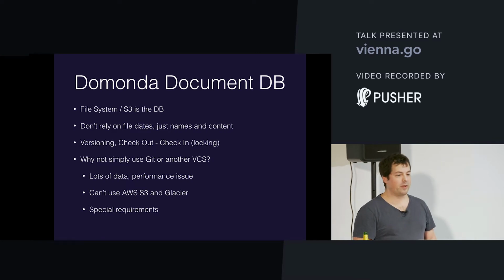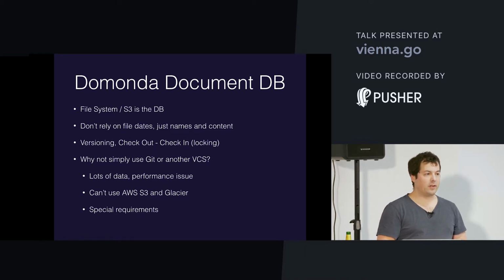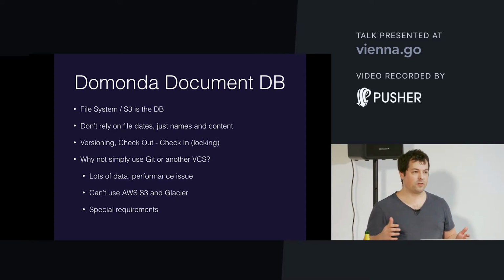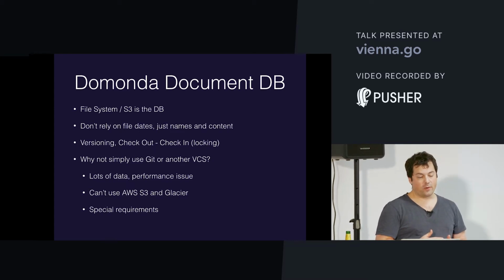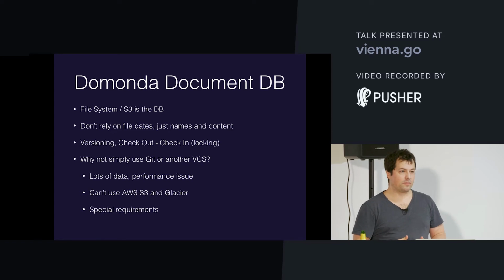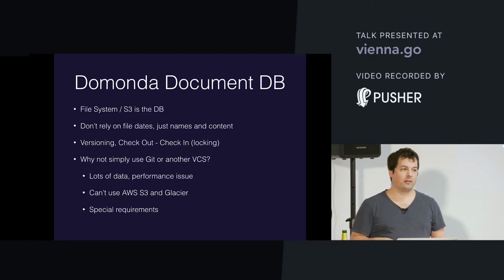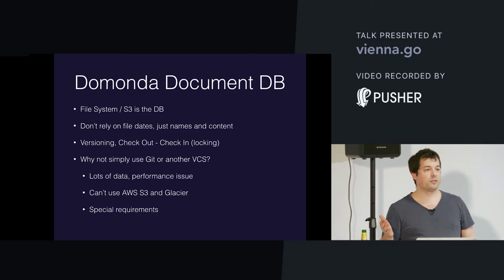So about our own document database, it's completely file-based. It can run on S3, and we don't rely on any features like file dates. It's just the content and the naming of the whole structure. And we have versioning, we have checking out, working on some files, checking them in again, which is locking. So if one client is doing something with the document, of course, nobody else should be doing something else to the document at the same time. And that's basically a lot of functionality that you get from version control systems.